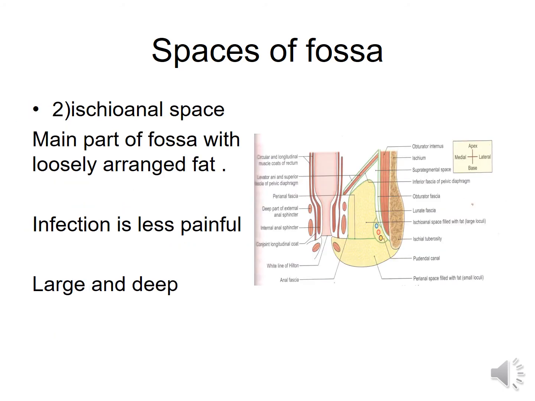Right, now the second space we have is the ischiorectal space or the ischioanal space. It is the one which is the main part of fossa and it is lying above the perianal fascia. And here the fat is loosely arranged. So infections are less painful as compared to that of the perianal space infections, and this ischioanal space is large and deep.